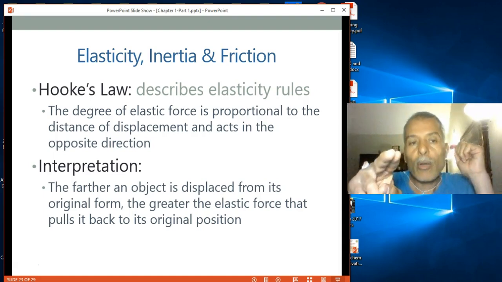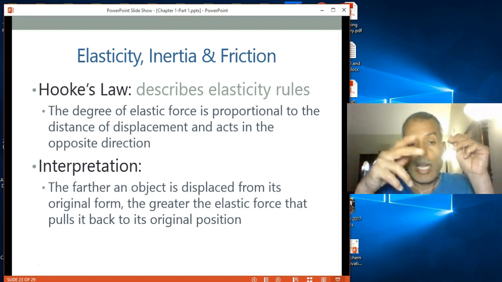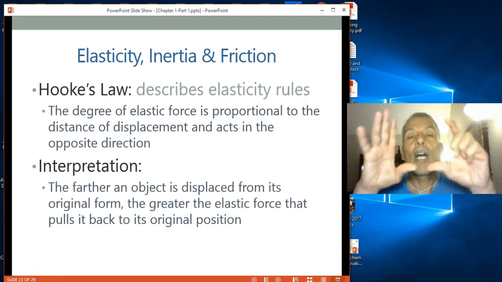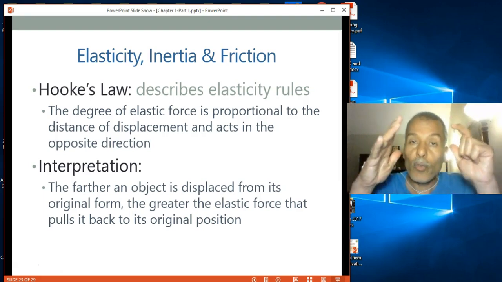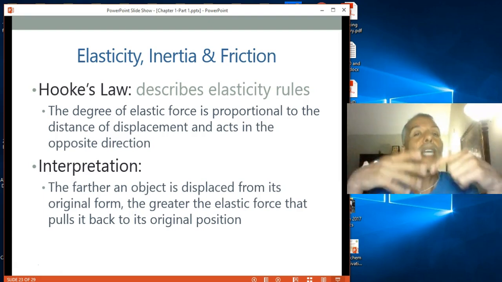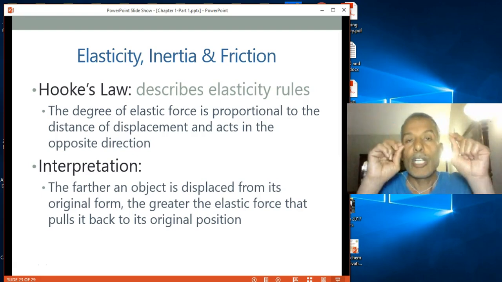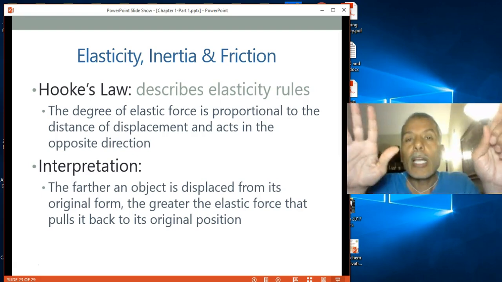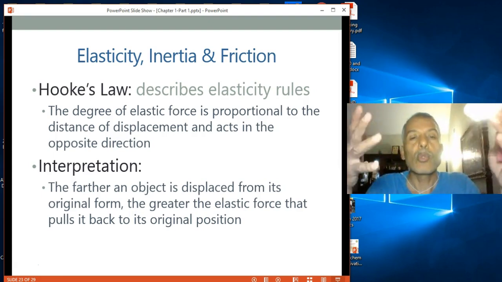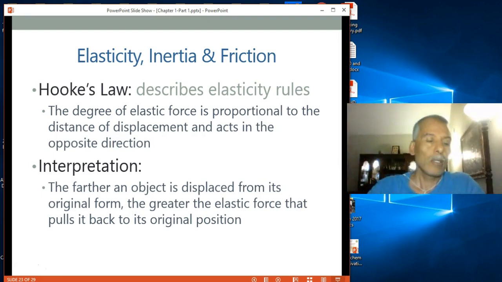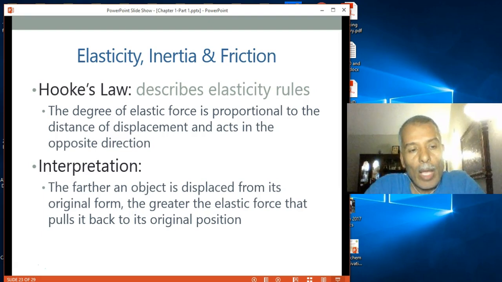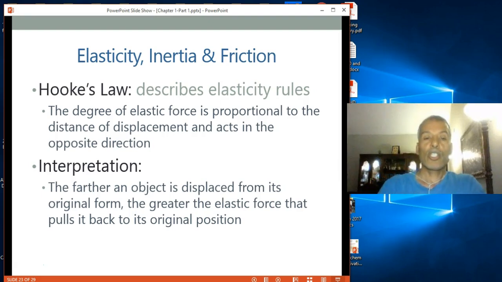It is very critical that when you have a law like this, to know it, understand it first, make sense of it first, and then you can memorize it, because if you change a single word, the whole thing is useless. It doesn't produce the effect it is intended to produce. So again, the farther an object is displaced from the original position, the greater the elastic force that will pull it back to its original position.